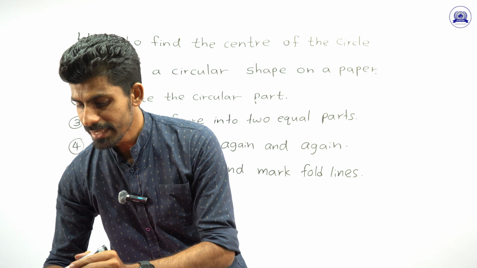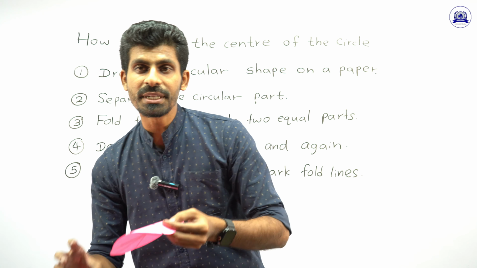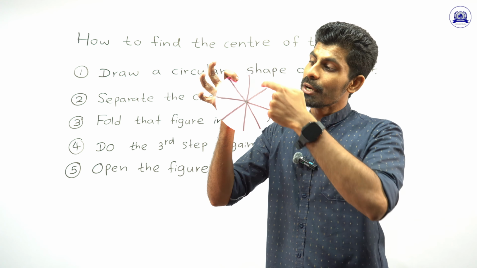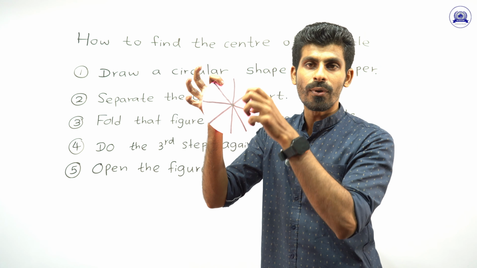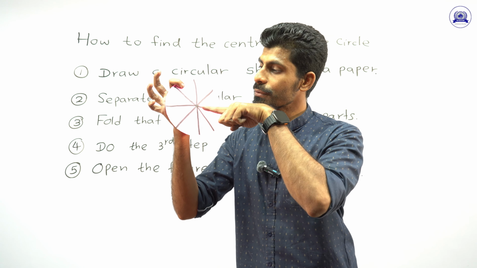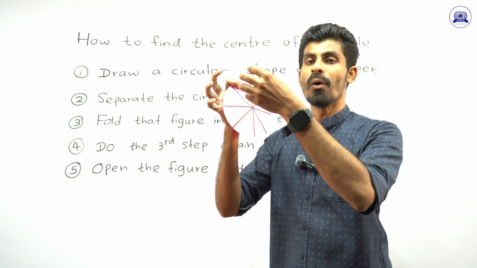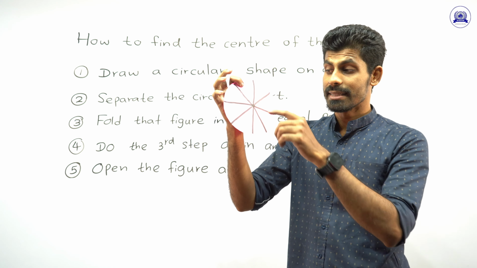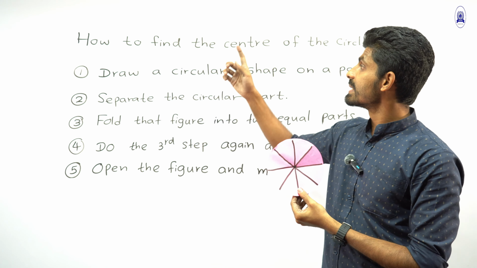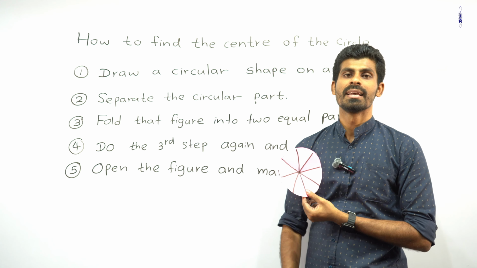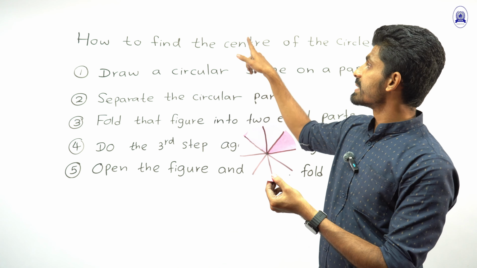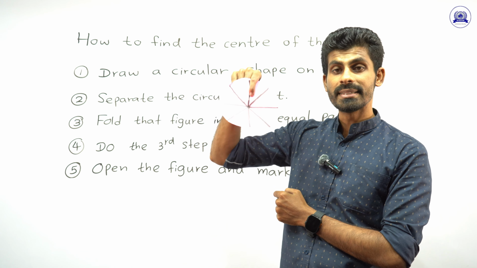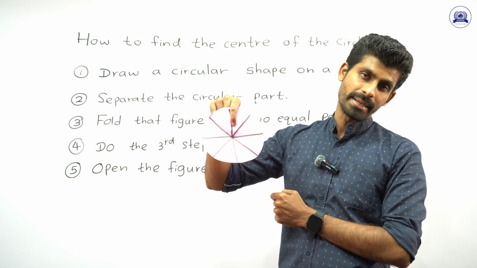Then you can observe, look at this one closely, that all these fold lines pass through the same point. All these fold lines pass through the same point. That point is called the center point. This point is called the center point.